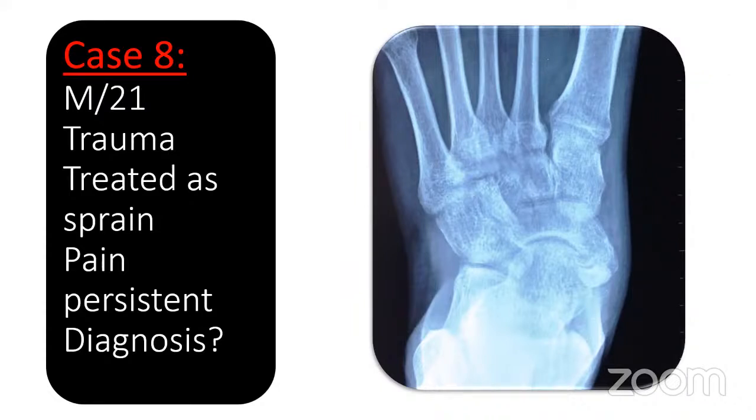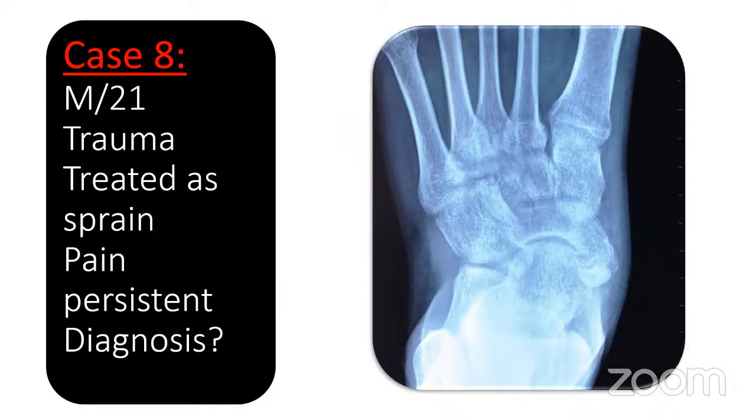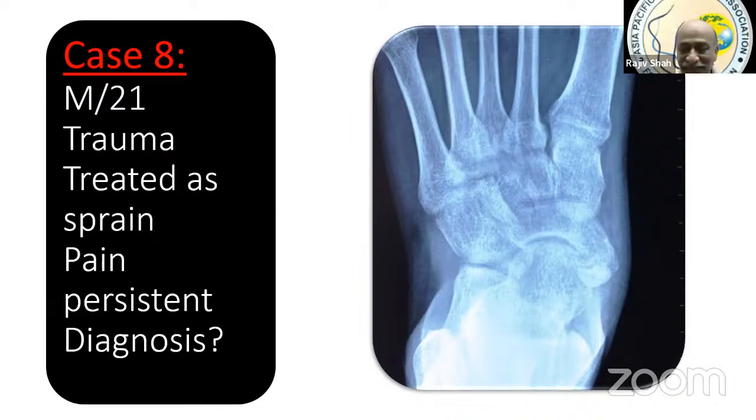Tuberosity avulsion. Sir, can we get a view of the opposite foot as well, sir, for comparison? Yeah. So it looks like an accessory navicular, sir. So incidentally, it is an accessory navicular avulsion fracture. Sir, yeah. So you must have an opposite side view, and clinically there would be spot tenderness.